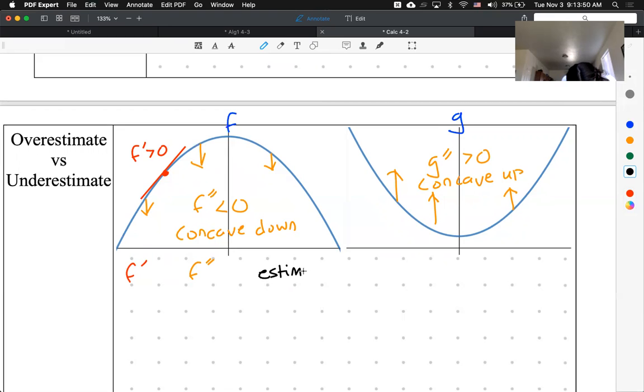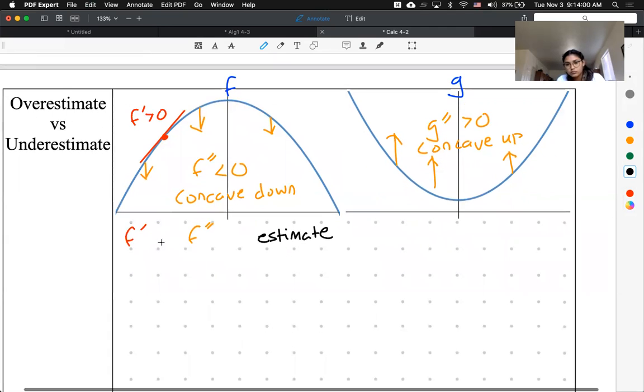I mean, you can say approximation or estimate, it doesn't matter. Estimate is an overestimate or is an underestimate, right? Those are the only two options. Or is it exactly on point? But that's not going to happen for these tables.